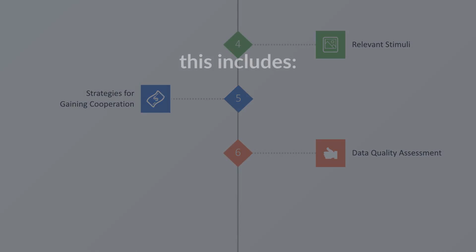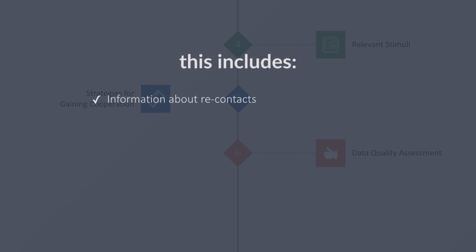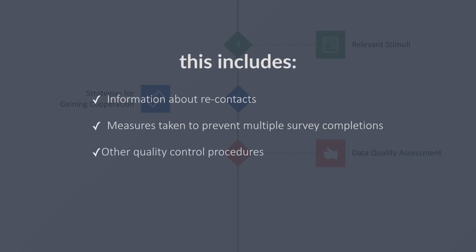Where applicable, this includes information about any recontacts to confirm that an interview occurred and/or to verify the respondent's identity, measures taken to prevent respondents from completing the same survey more than once, and any other quality control procedures such as logic checks and tests for speeding or patterning. If no such efforts were undertaken, this fact would also need to be disclosed.